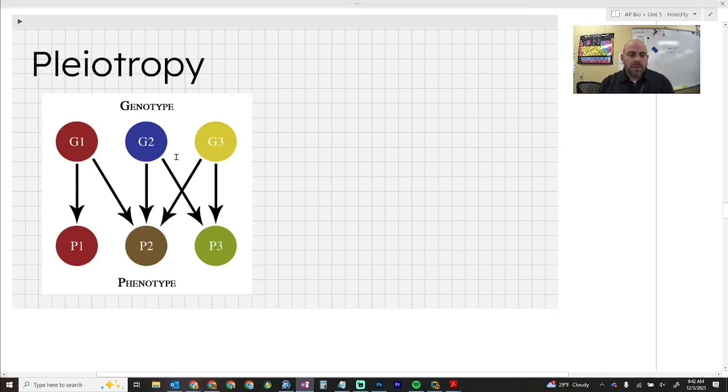Pleiotropy. Pleiotropy is where you have one gene that can affect multiple phenotypes. There are several examples of pleiotropy. I mentioned Marfan syndrome, an X-linked dominant disorder. In this particular case, Marfan syndrome is one gene, but it affects connective tissue, it affects your heart, your eyes, and your skeleton. So that one gene is going to affect multiple different phenotypes. This is called pleiotropy.